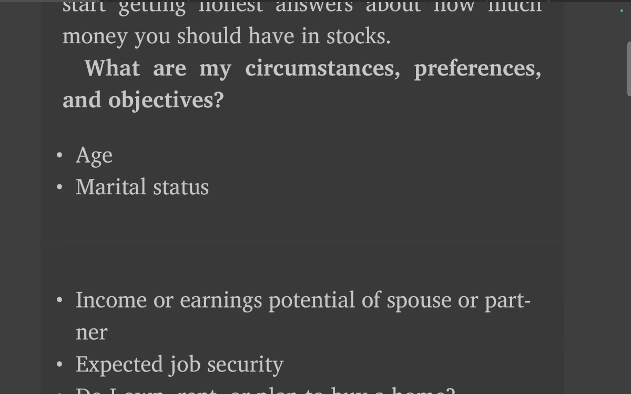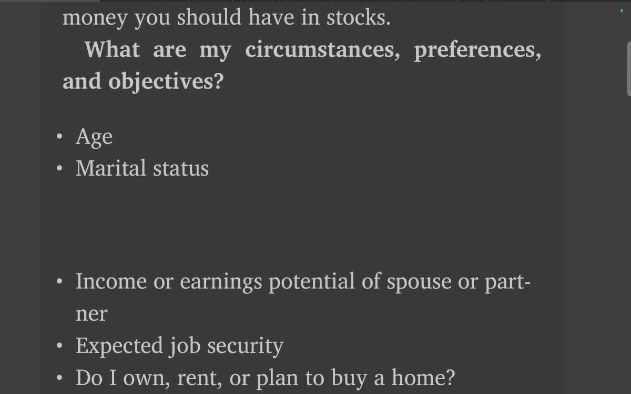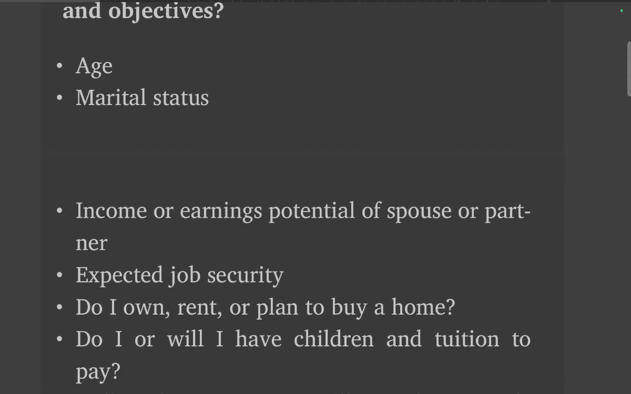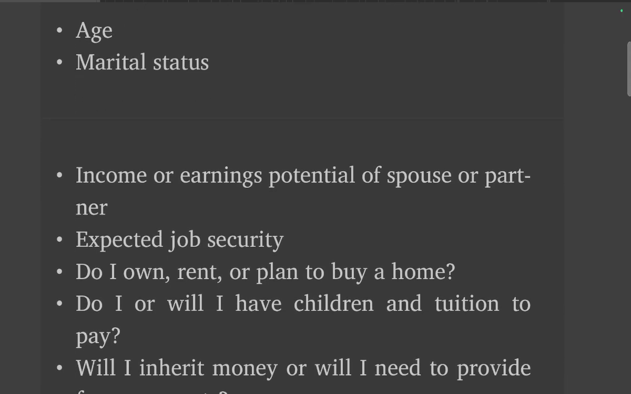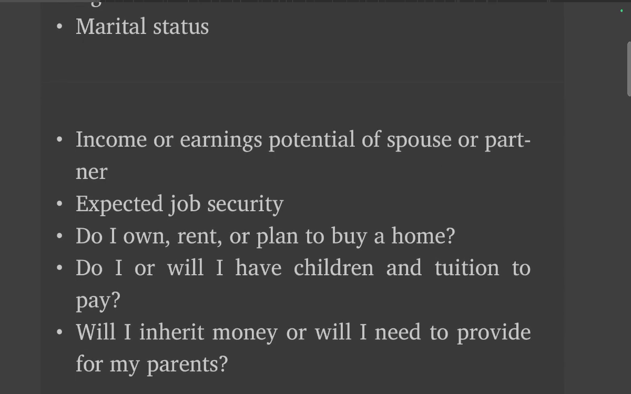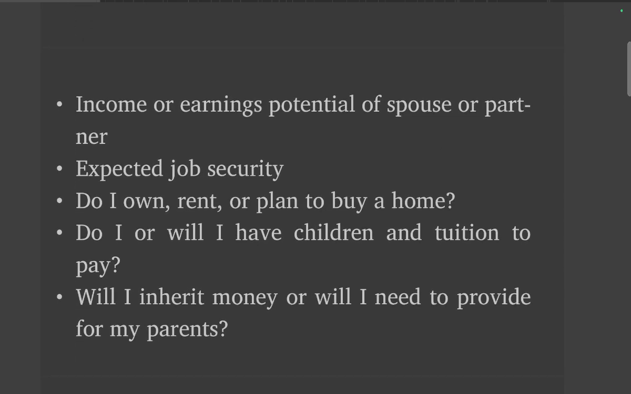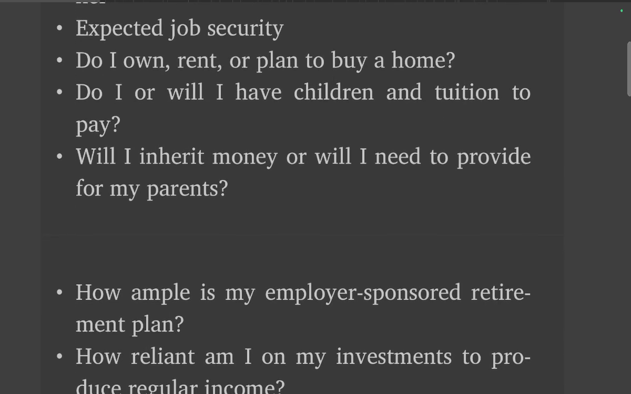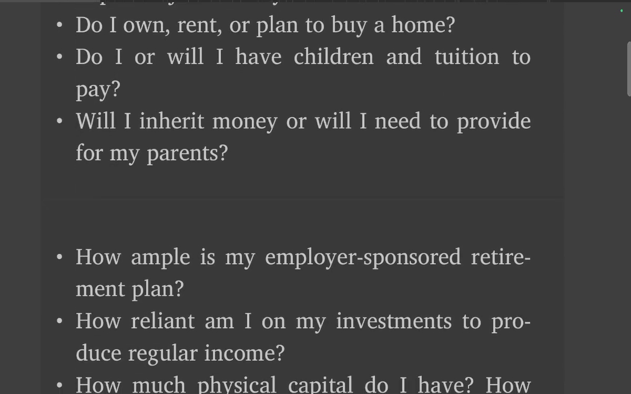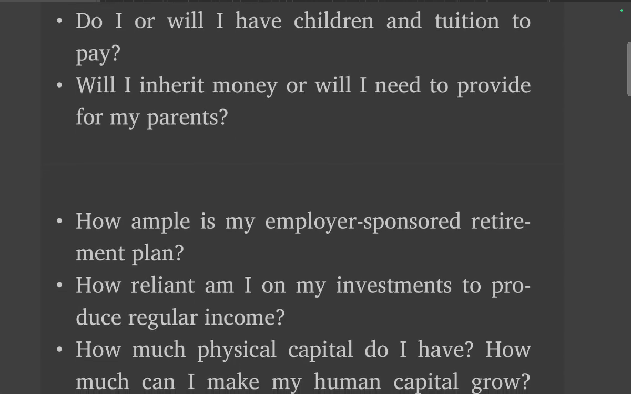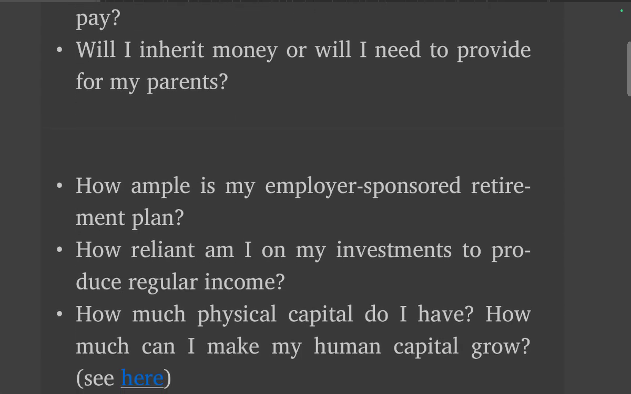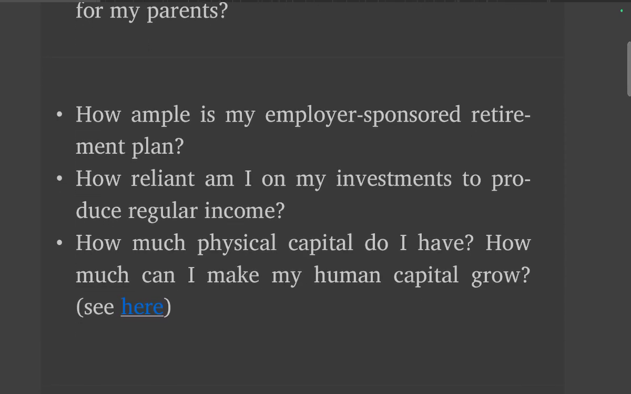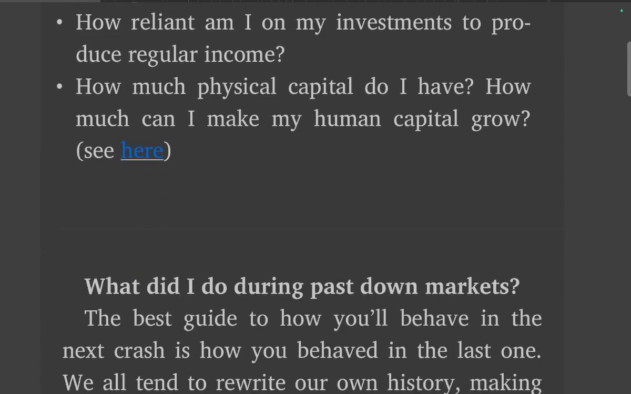Age, marital status, income earning potential of spouse or partner, expected job security. Do I own, rent, or plan to buy a home? Do I or will I have children and tuition to pay? Will I inherit money or will I need to provide for my parents? How ample is my employer-sponsored retirement plan? How reliant am I on my investments to produce regular income? How much financial capital do I have? How can I make my human capital grow?